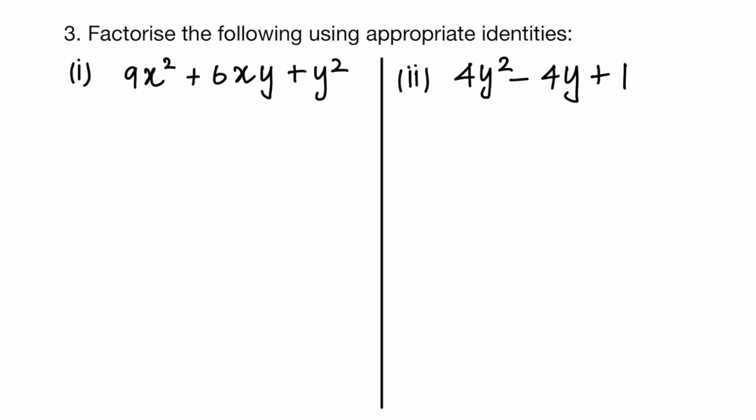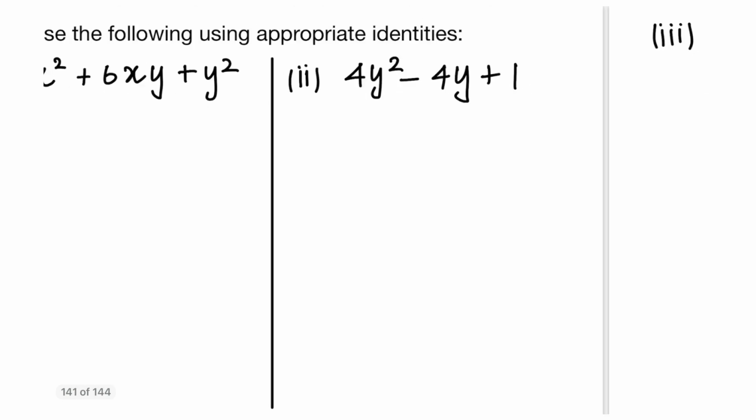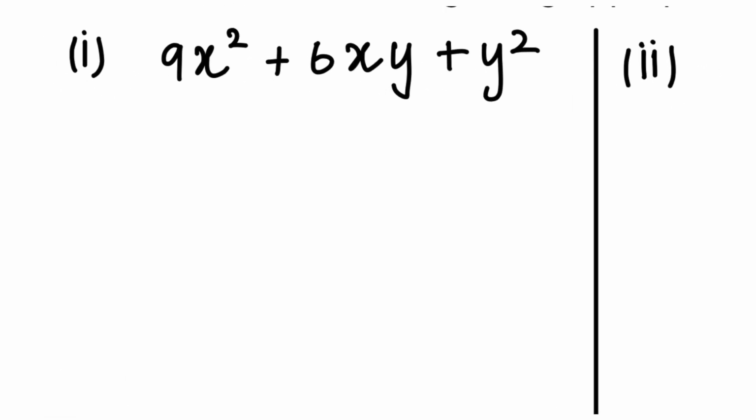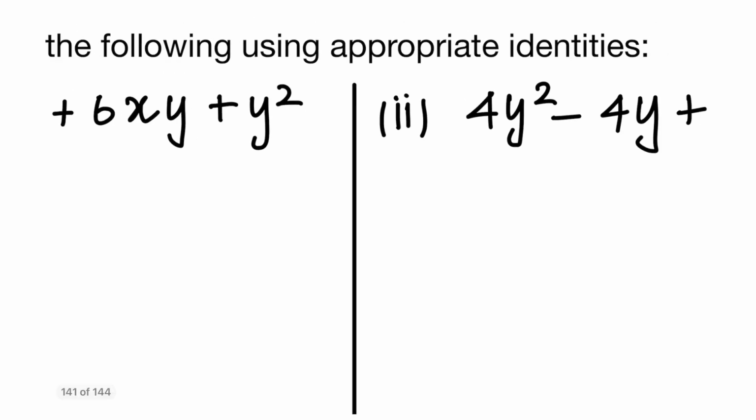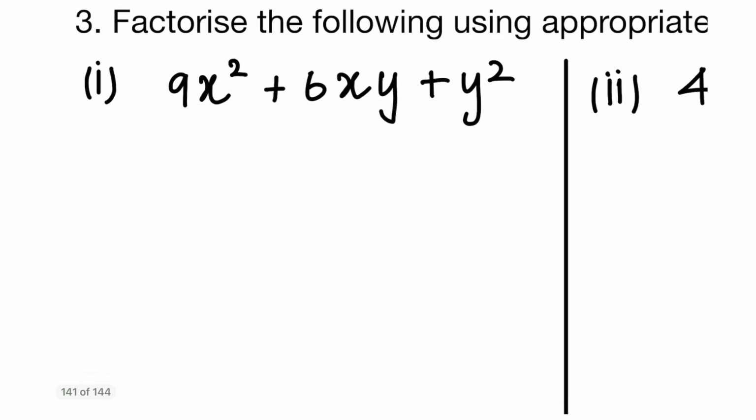Okay, so we are going to start with exercise question 3. The question is: factorize the following using appropriate identities, and we have 3 subdivisions in this question. Let us start with the first subdivision here. The polynomial that we have been given is 9x squared plus 6xy plus y squared, and you are supposed to factorize this using identities. So you are basically going to bring this in the form of an identity so that you can factorize it easily.